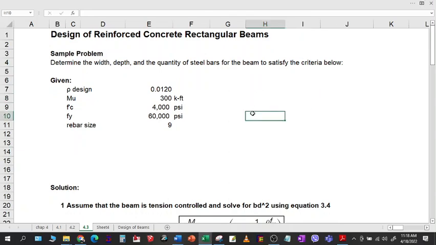Design of reinforced concrete rectangular beams. Sample problem. Determine the width, depth, and the quantity of steel bars for the beam to satisfy the criteria below.